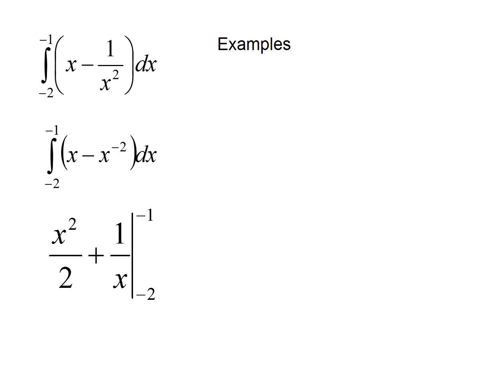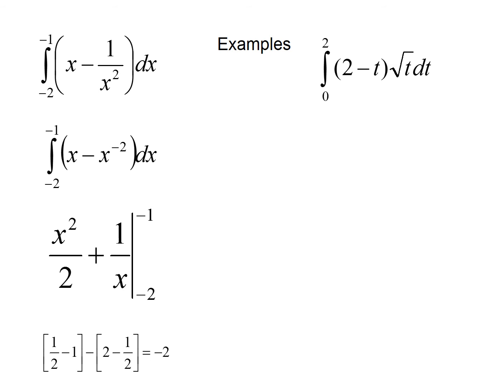Now the first thing I want to do is put -1 into the expression. So evaluating at -1, I get 1/2 minus 1. Then when I evaluate at -2, I get 4 over 2, which is 2, minus 1/2. And then I just simplify it to get an answer. Okay, so let's look at the next one.